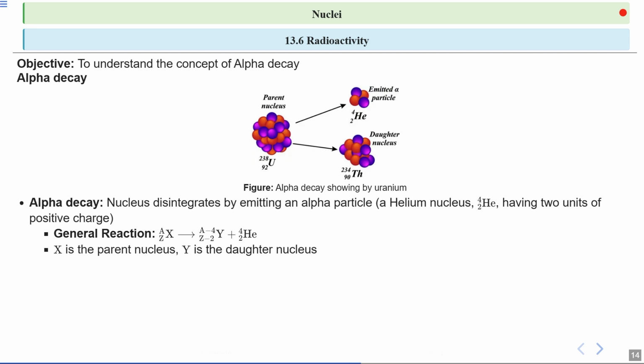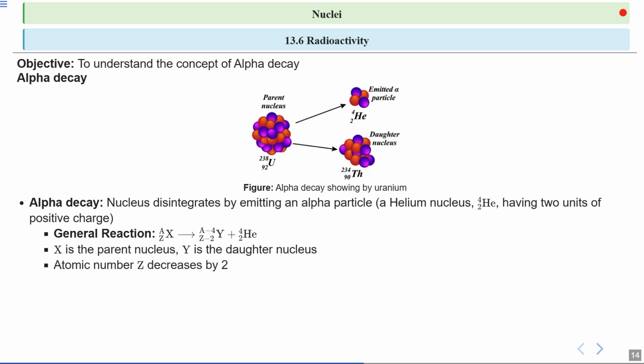In this reaction, X is called the parent nucleus, which is the original atom before decay. Y is the daughter nucleus, which is the new atom formed after the alpha particle is emitted. It's important to keep track of which is which when analyzing nuclear reactions.